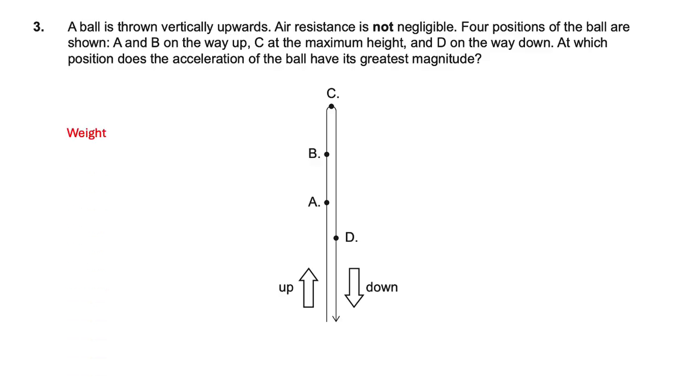Now, hopefully you're aware that the weight does not depend in this case on the position. We're going to assume that we're in a constant gravitational field. So our weight is always acting down. In each of these positions, A, B, and C, our weight is acting down.